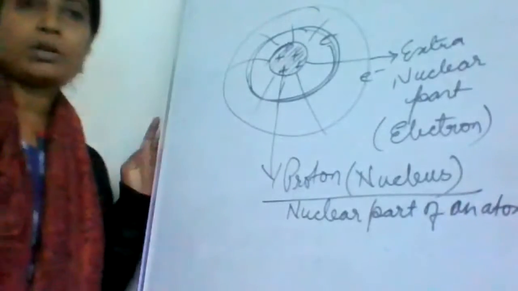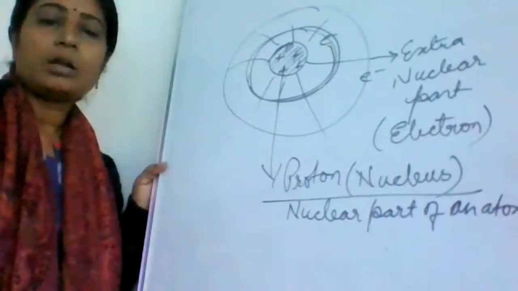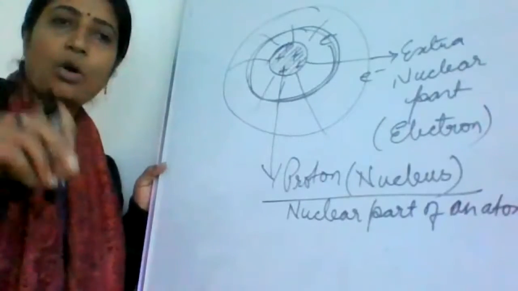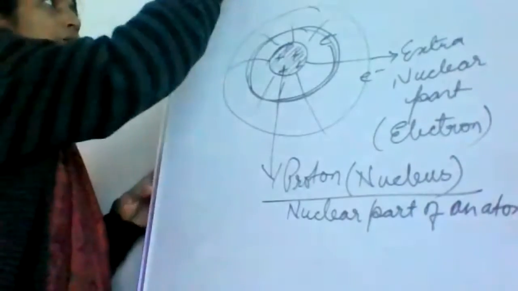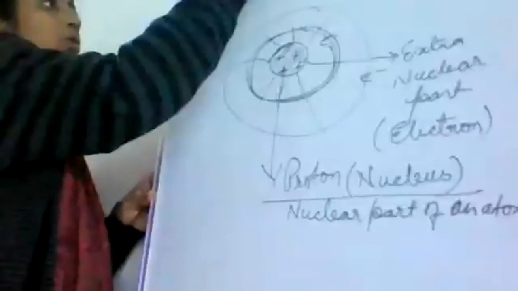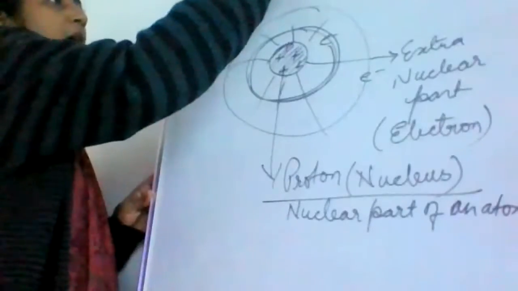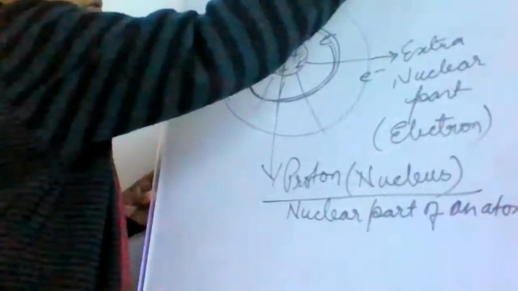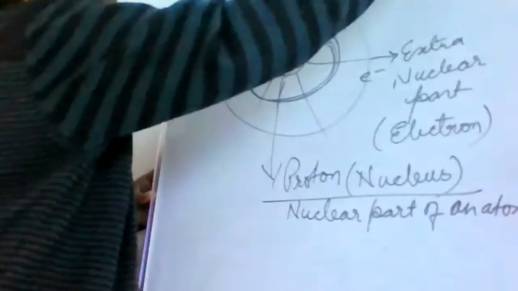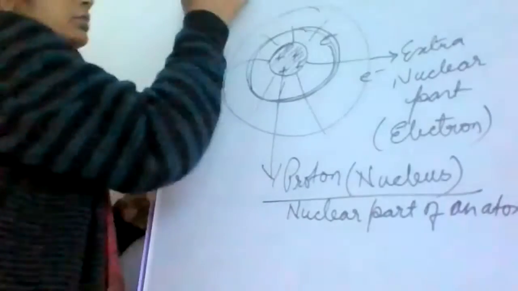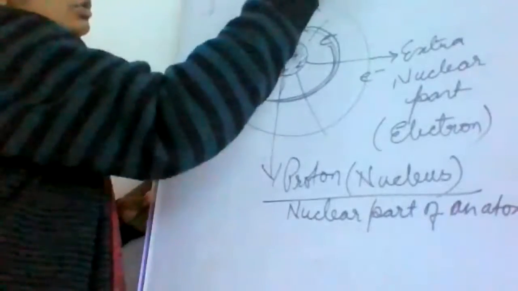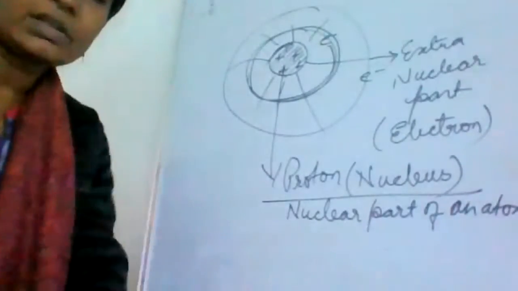So this was all about the Rutherford model of an atom. Now, one postulate of the Rutherford model gave a drawback to his model. Now we'll discuss the very important drawback of the Rutherford model of an atom. Don't worry about the notes, I will send them to you.